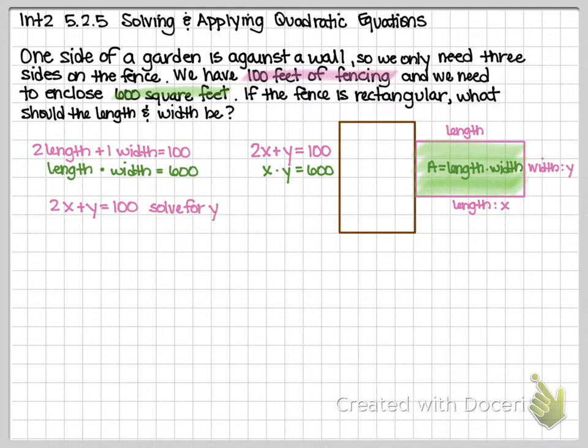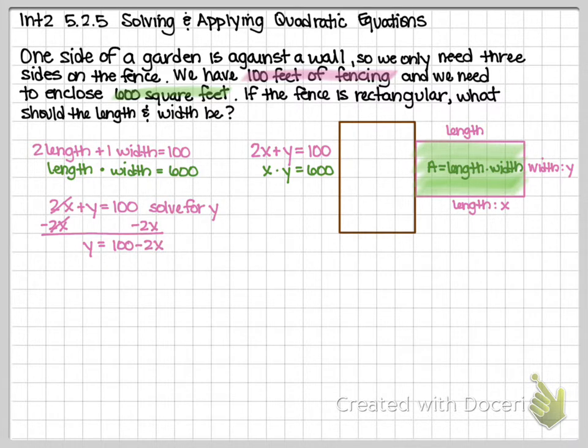All right, so minus the 2x to the other side. Those are not like terms, so I'm not going to stack them up. 2x's cancel. Drop the y straight down. Looks like this is going to be 100 minus 2x.